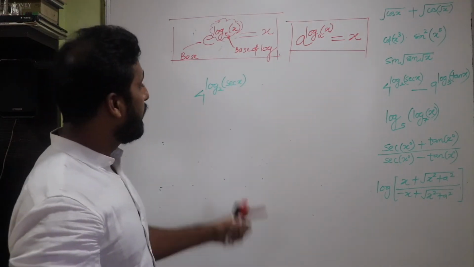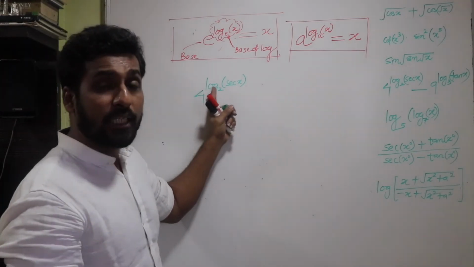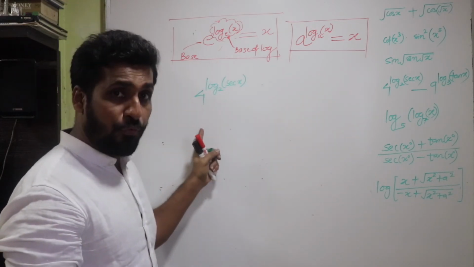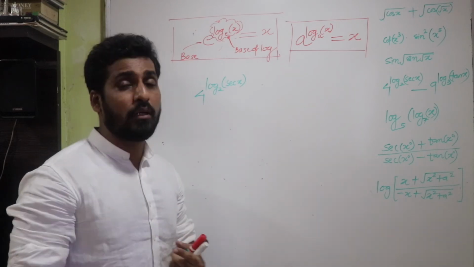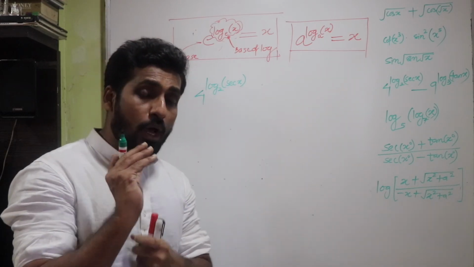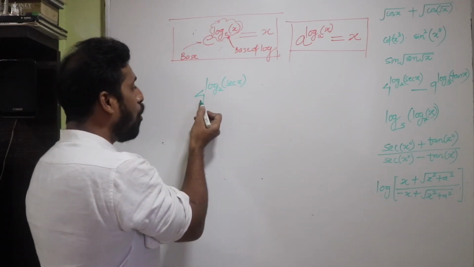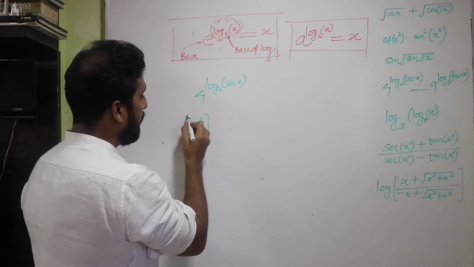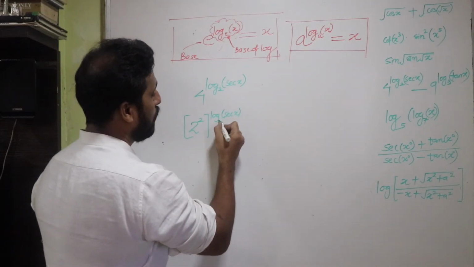Now observe carefully, it is 4 raised to log of sec x to the base 2. So log has what base? The base is 2. And the base of the entire exponential term is 4, isn't it? So right now it seems that there is no relation between the two terms. But if you have a very close eye, if you start observing, 4 can it be written as 2 square? So I'm going to write (2 square) raised to log of sec x to the base 2.